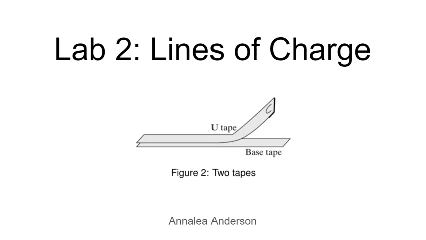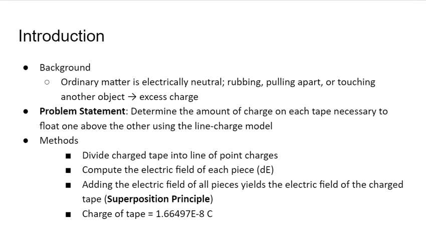Lab 2, lines of charge. So we know that ordinary matter is electrically neutral, and rubbing, pulling apart, or touching another object can cause an object to acquire an excess charge. And so the purpose of this experiment was to determine the amount of charge on each tape necessary to float one above the other using the line charge model.